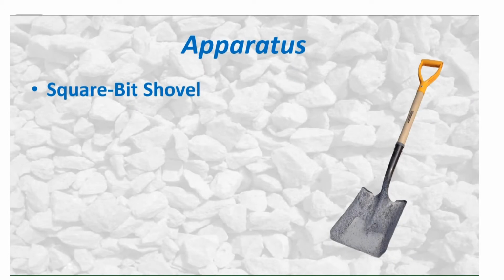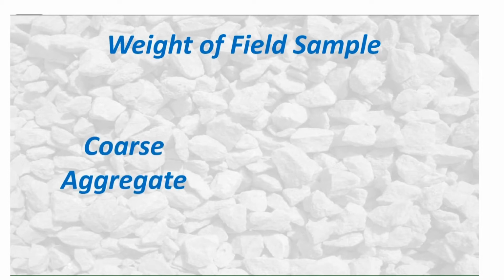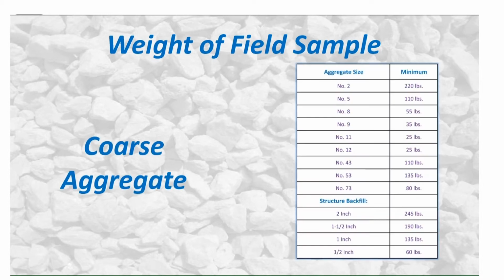A square bit shovel is used for this part of the procedure. The size is required to be adequate to meet the minimum weight requirements of the test to be conducted on the sample. For coarse aggregates, the minimum weight of the field sample is... The weight of the sample depends on the maximum particle size of the material being inspected. As a rule, a larger top size material requires a larger sample. For example, a 25-pound sample of number 2 coarse aggregate would not be as representative of that material as a 25-pound sample of number 11 coarse aggregate would be.